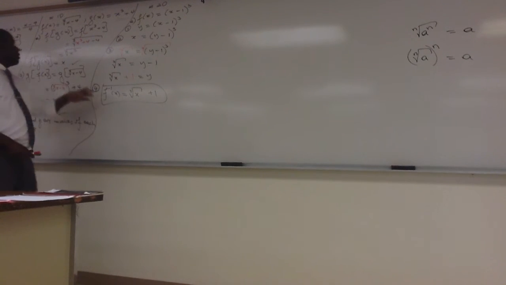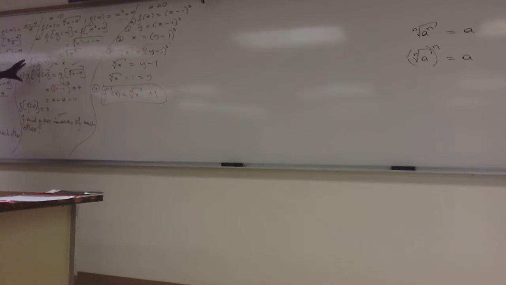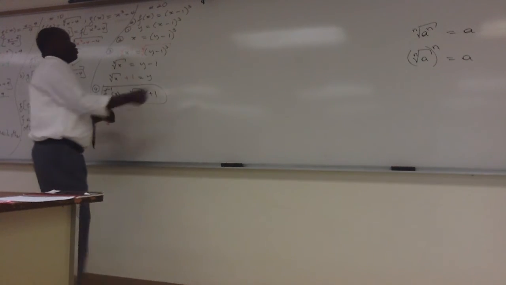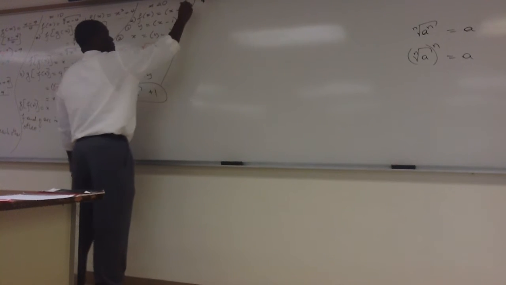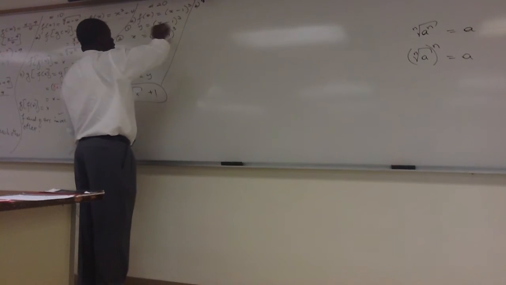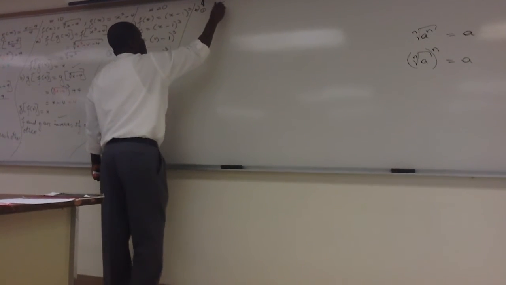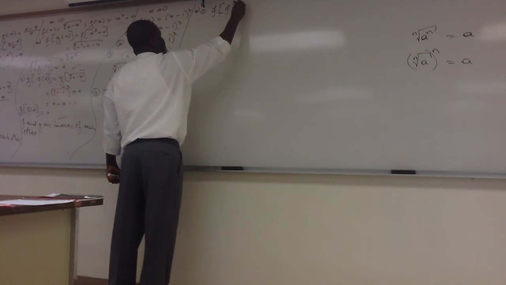Just like what we did for numbers 4 and 10. They asked you to do that for part B of this problem. So let's go ahead and do part B of this problem. Part B, you have two things to show. First thing you need to show is that f of f inverse is x.